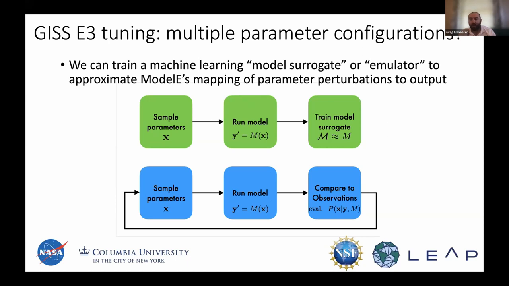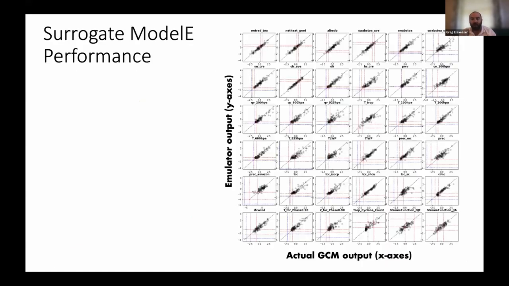So what we basically do is we perturb our 45 parameters with 450 experiments. We train a surrogate model on that. That becomes a model that then maps our 45 parameters to actual different satellite metrics. And you can see here they all are. We have 35 satellite metrics.